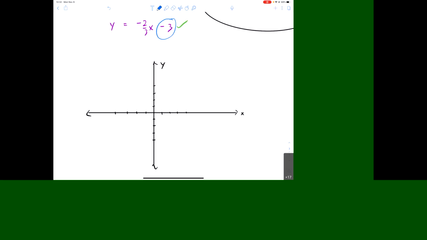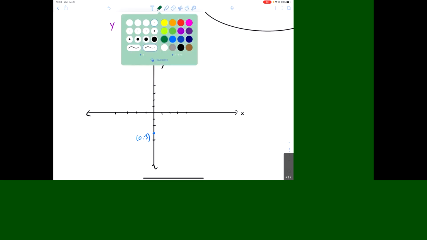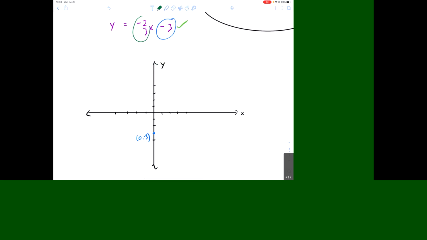So on the y-axis, it was -3. So the y-intercept is... is that the top or the bottom? On the bottom. Perfect. I know you're saying it correctly. It's just that for anybody who rewatches this, they can go, "Oh yeah, that's what she meant." Excellent. And then our slope is just the -2/3, right?